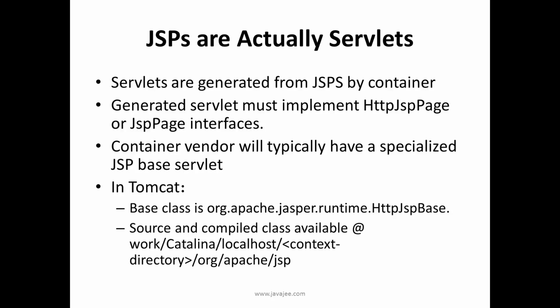For example, in case of Tomcat, the JSP base servlet class is org.apache.jasper.runtime.HttpJspBase. You can also find the source and compiled class available at the work/Catalina/localhost/context directory, org/apache/jsp folder, inside your Tomcat installation.